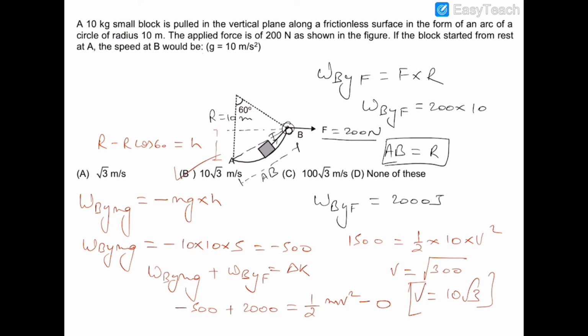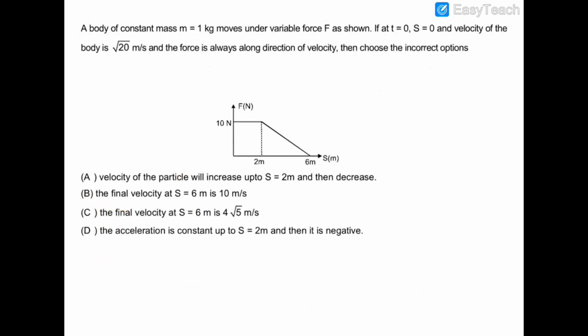Now we move on to the next question. In this question, there is a block of mass 1 kg which is moving under the influence of a variable force F. At t equal to 0, the displacement was 0, and the velocity of the block was given to be under root of 20. Now this force is always acting in the direction of velocity, and we need to find out the incorrect options. I am highlighting the words incorrect options.